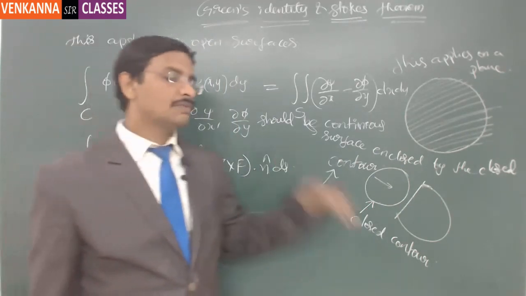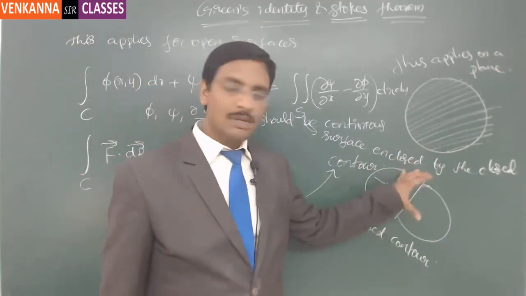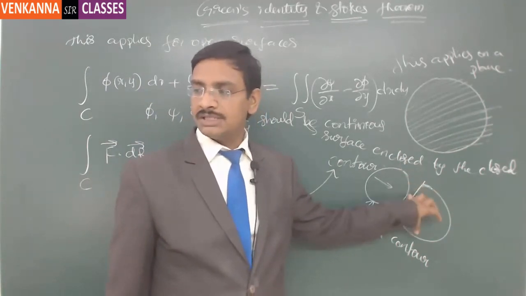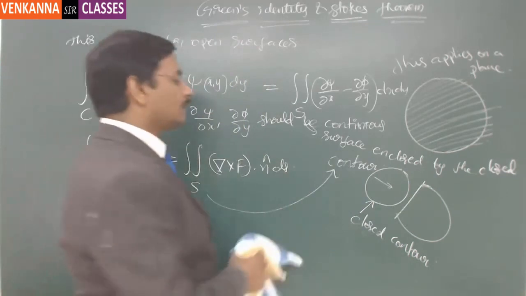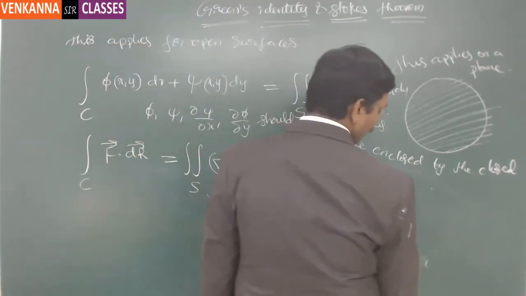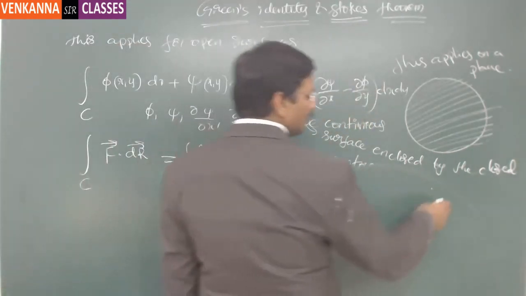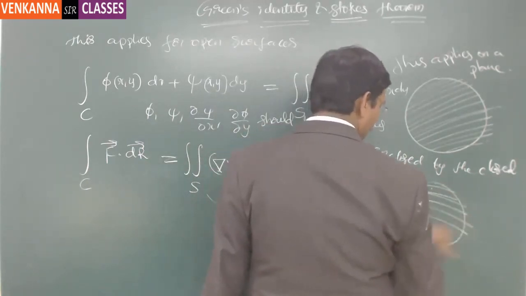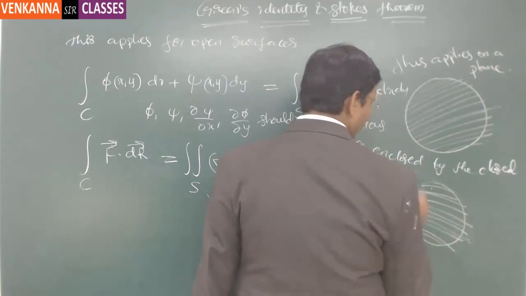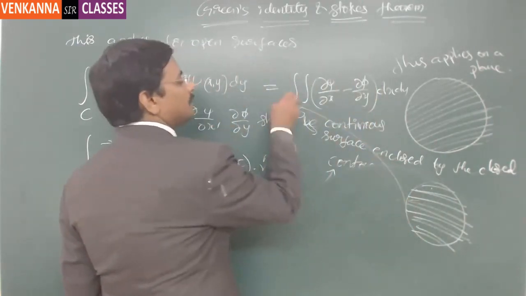Okay. But in case of divergence theorem, this is a completely closed ball. Within this there is a certain volume. So that is the difference. Got it? So in case of Green's theorem, we talk about the planar surfaces itself. Suppose a circle is a closed contour which encloses a region on the xy plane. Now on the xy plane, for this particular region, this theorem is applicable.